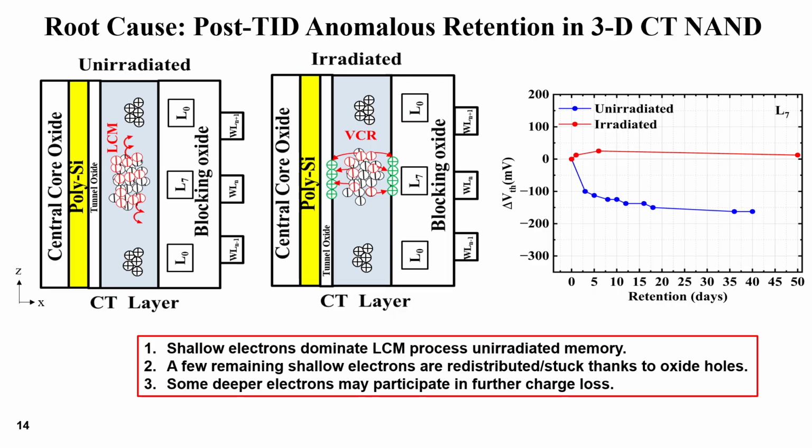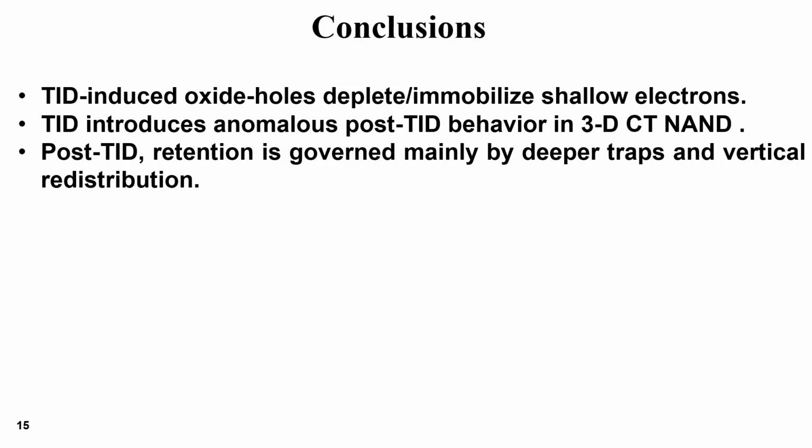With that, let me conclude. Let me summarize the key findings. First, TID-induced oxide holes deplete or immobilize the shallow electrons in the 3D charge trap NAND, which produces a large initial VT shift that exceeds the classical oxide ionization limits. Second, TID introduces anomalous post-TID retention behavior by suppressing lateral charge migration. Finally, after irradiation, retention becomes dominated by deeper traps and vertical charge redistribution mechanisms. These findings provide important insight into the radiation reliability of advanced commercial 3D charge trap memory. Thank you for your attention.